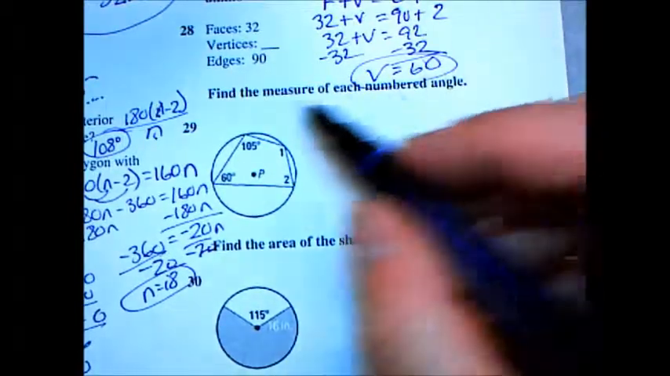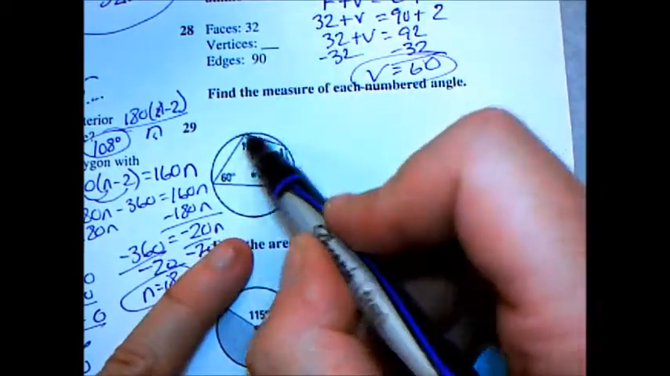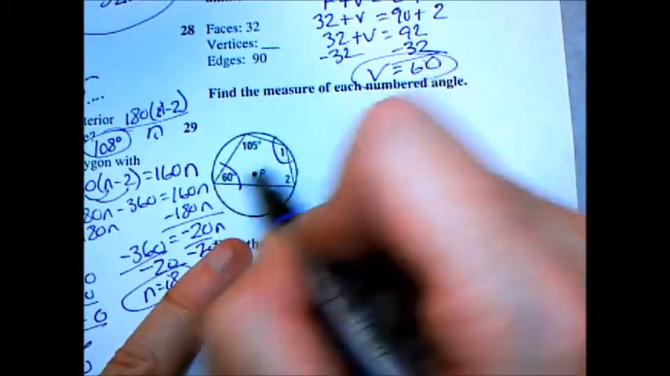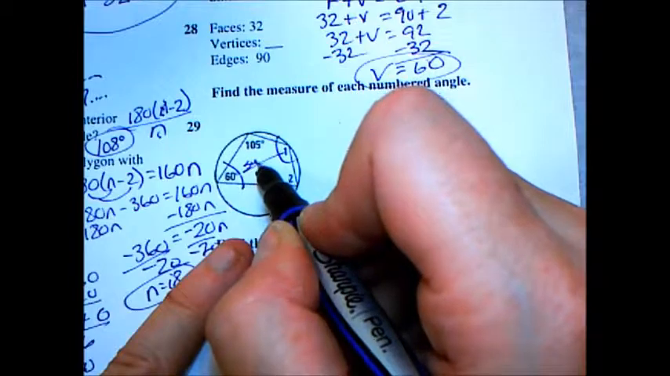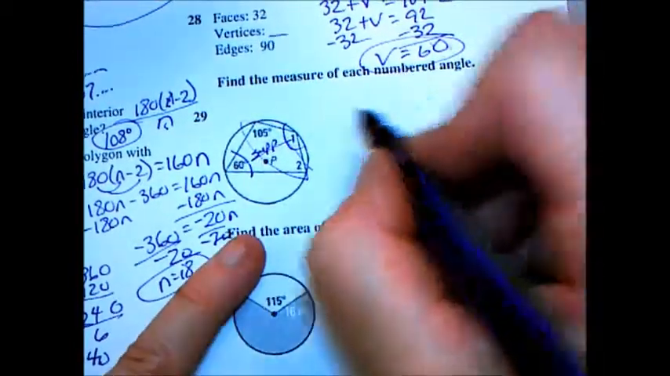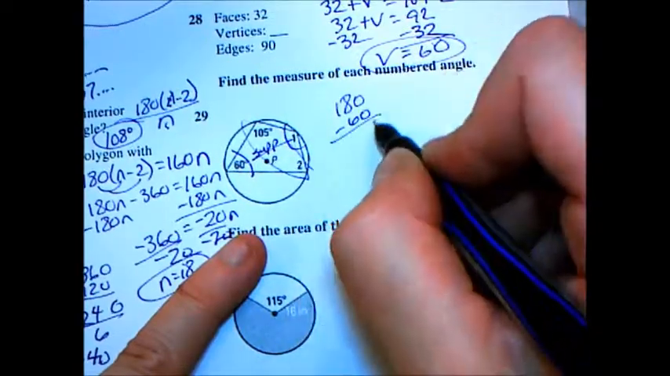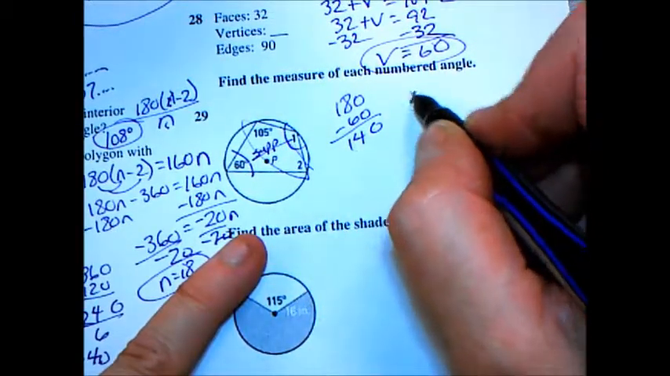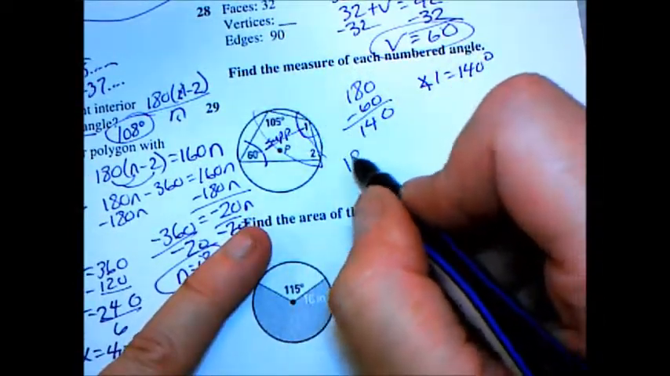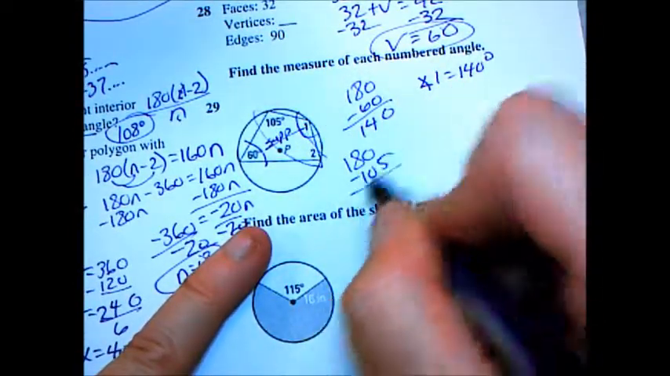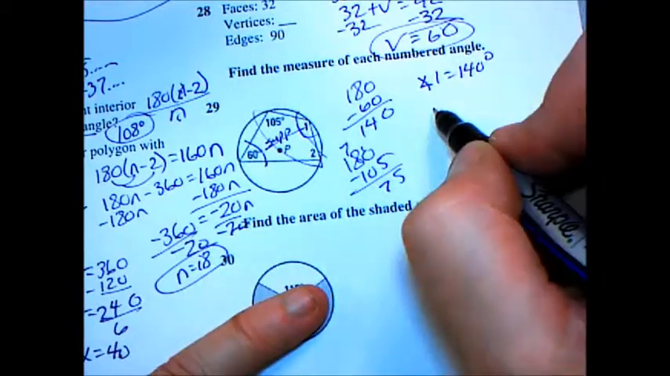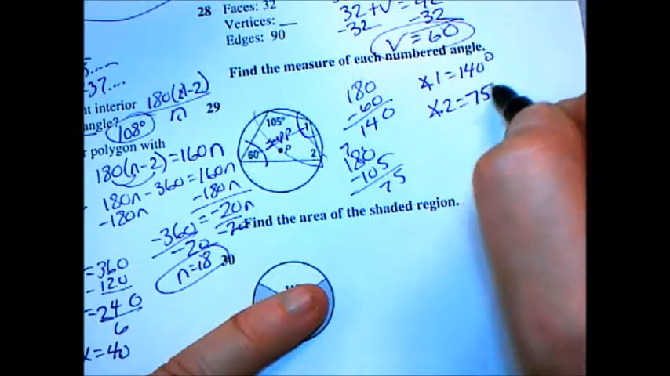On 29, this quadrilateral is inside a circle. And with that one, the opposites here will be supplementary. They are no longer equal. So opposites will be supplementary. I'm going to take 180 minus 60. Means angle 1 is 140 degrees. Go in the other direction. 180 minus 105 means angle 2 is 75 degrees.